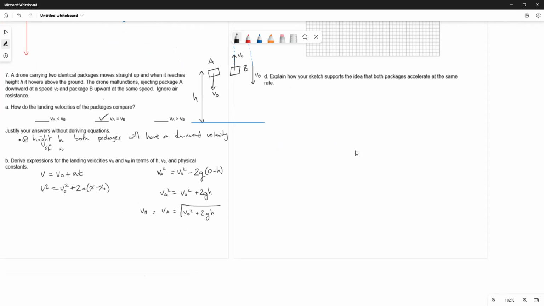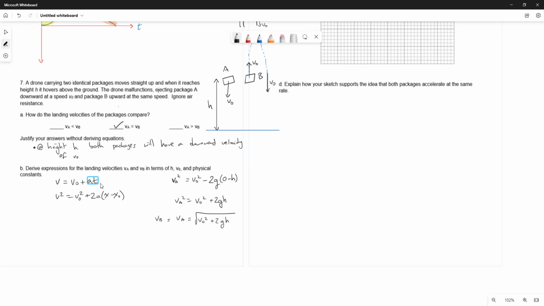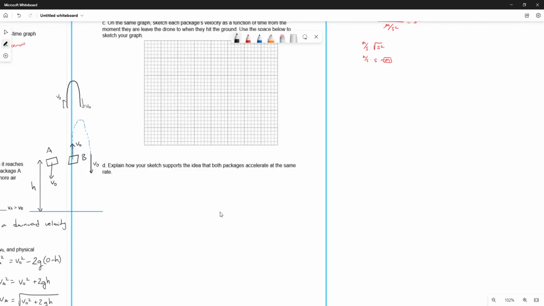You don't want to use the one that has time. If you get involved with time in this problem, you will end up with a quadratic formula and it gets really ugly. So this one works perfectly, right? The second equation we have here works perfectly. We have a displacement, we have acceleration, we have an initial and a final velocity. We care about the final velocity, we have the initial velocity already given to us. So there's no need to involve time in that case.